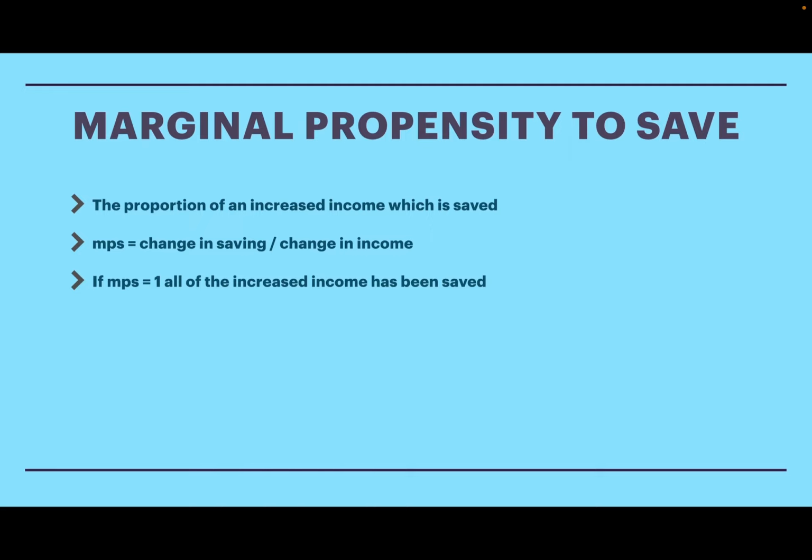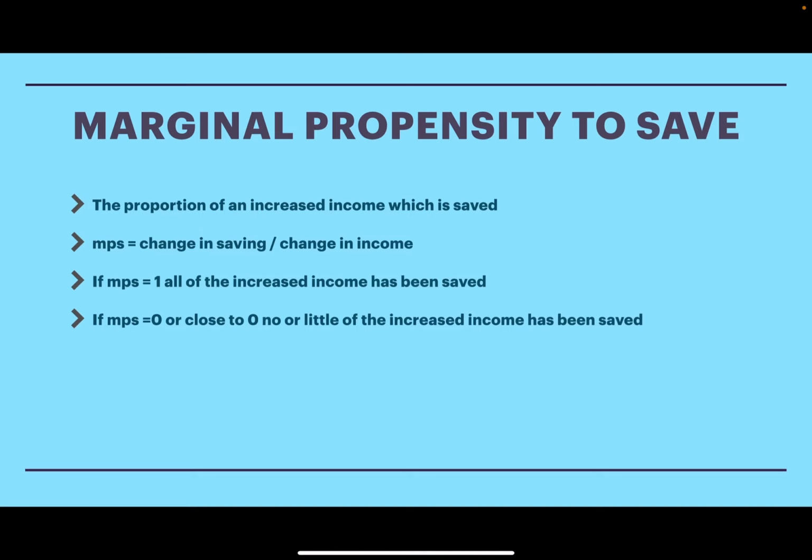That's going to be the case for somebody that saves all their income, that could be somebody like we talked about in the previous slideshow, that already has everything that they need. So any extra income that they get is just going to go into savings. If MPS is 0 or close to 0, that means they're not saving anything. So that's going to be the poorer person that gets their increased income and they need to spend all of it and they don't have any spare that they can save.